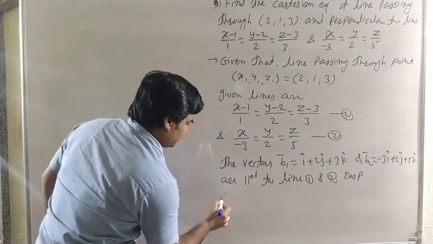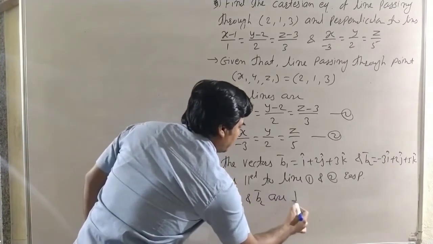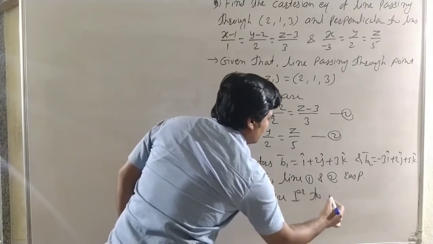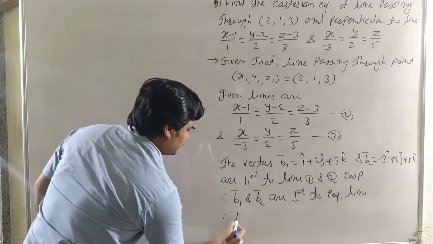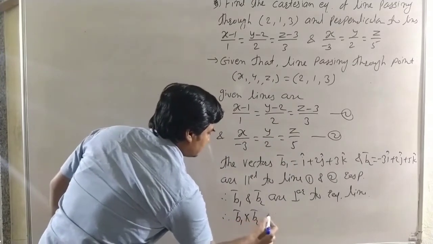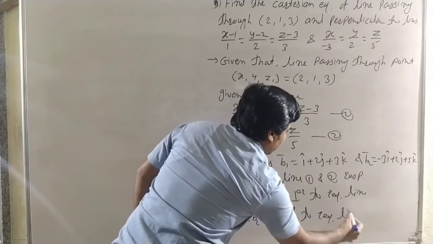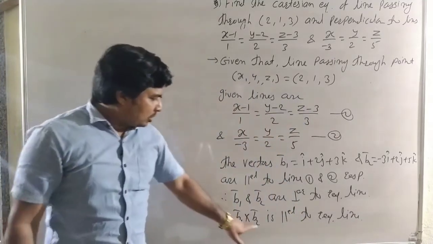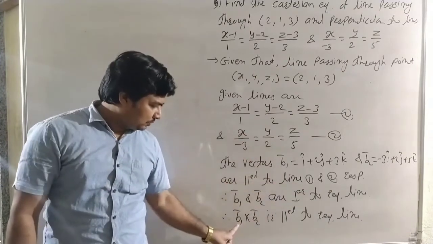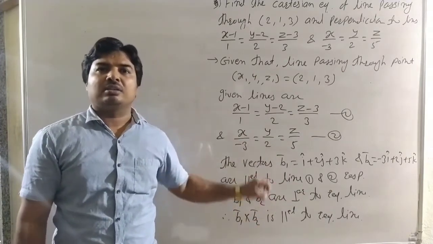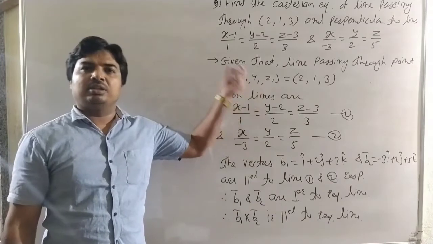Okay, therefore b1 and b2 are perpendicular to the required line, and therefore we can write b1 cross b2 is parallel to the required line. Now the cross product is a vector parallel to the required line, and the components of b1 cross b2 are the direction ratios of the required line. Then we know the direction ratios, and a point is given, so we can write the Cartesian equation of the line.